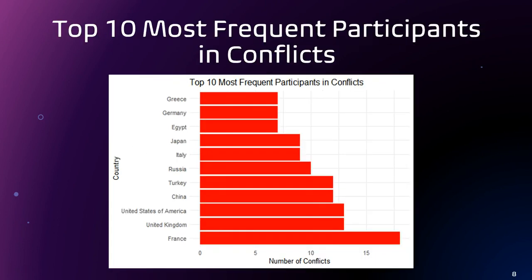I also decided to take a look at the 10 most frequent participants in conflicts. So this bar chart identifies the most frequent participants in conflicts. Notably, France tops the list, followed by the United Kingdom and the United States. And this, of course, reflects the historical geopolitical influence and military engagements of these nations.